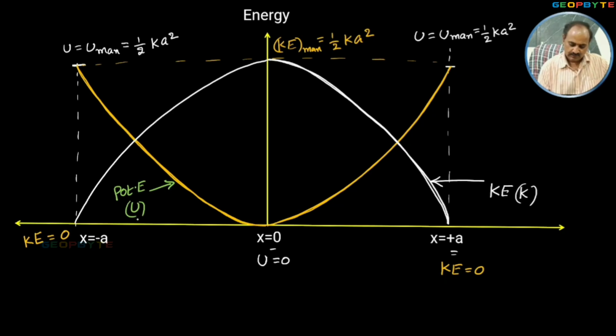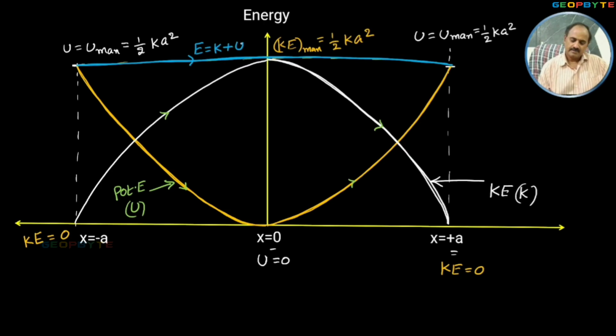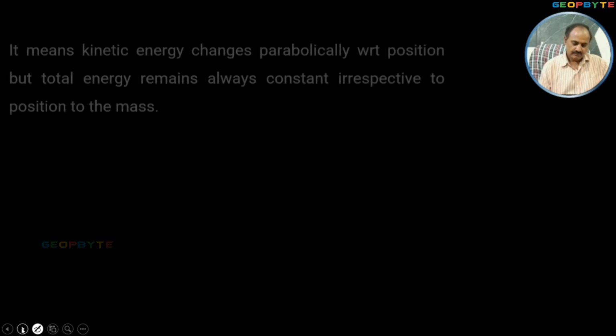And look at the total energy. Total energy remains constant. That is the total energy representation. Total energy remains constant according to the law of conservation of energy also. So this is the total energy, equal to kinetic energy plus potential energy. Understood clearly? Yes. Now look at the conclusion.